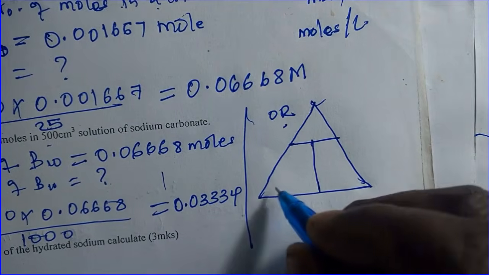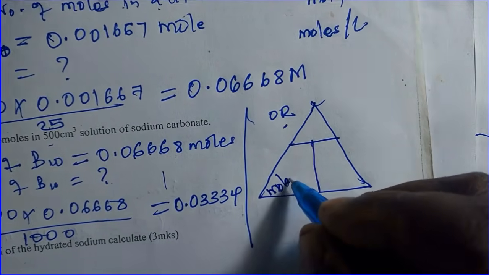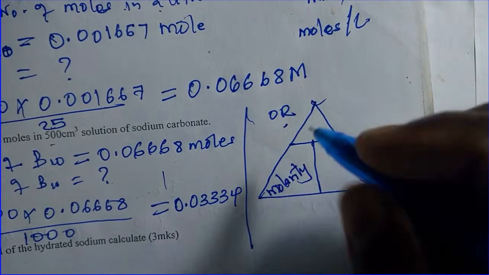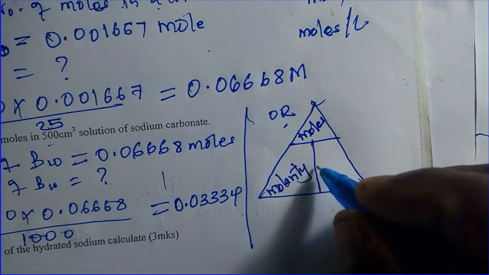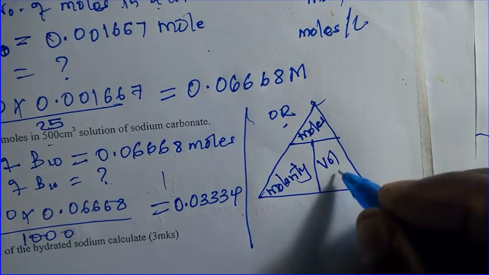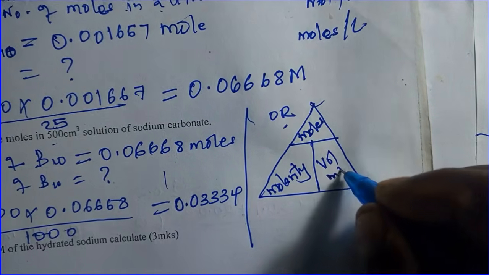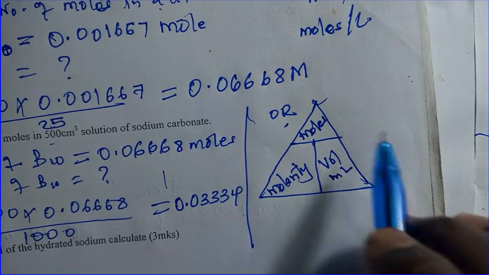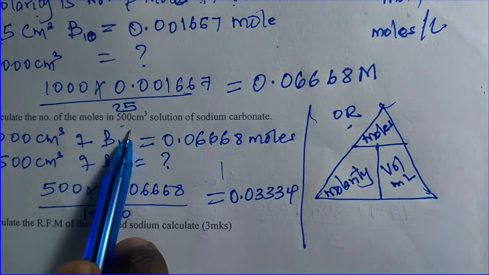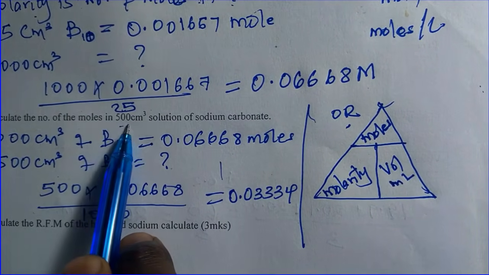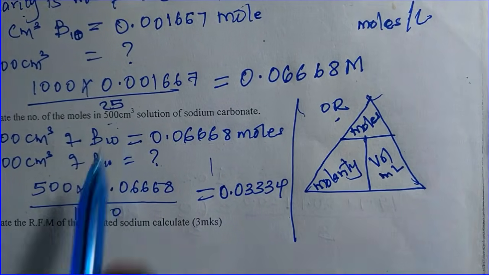We have the formula that says molarity equals moles over volume in liters. So if we are looking for the number of moles in 500, our volume is 500, and we will convert it to liters, and we will be able to get it.